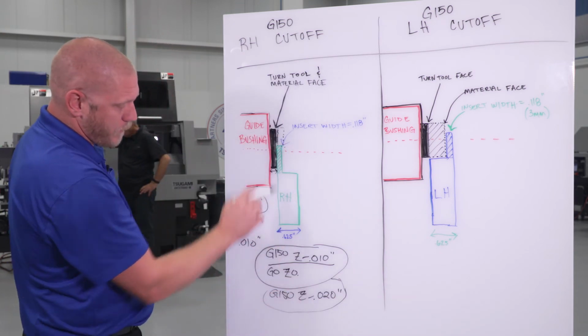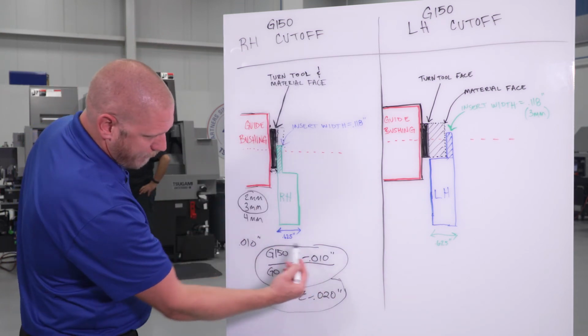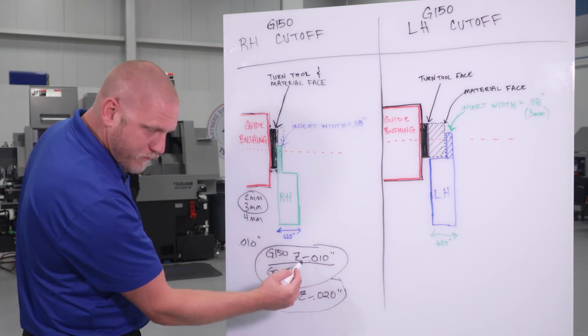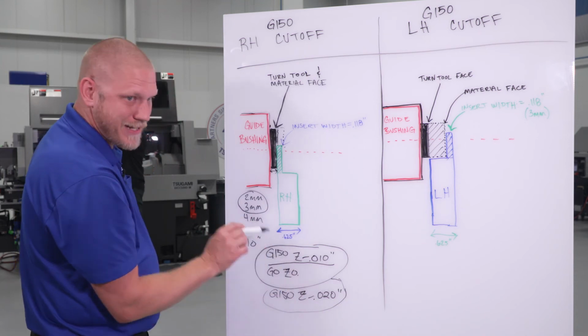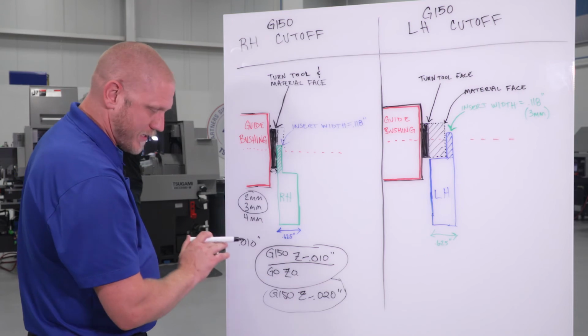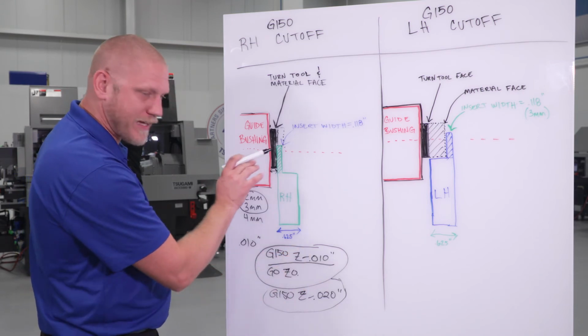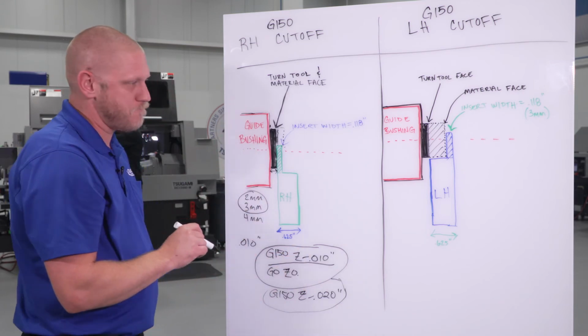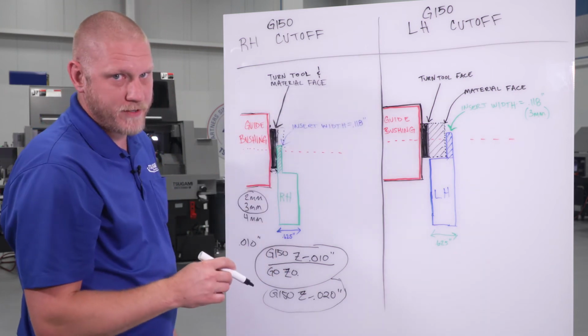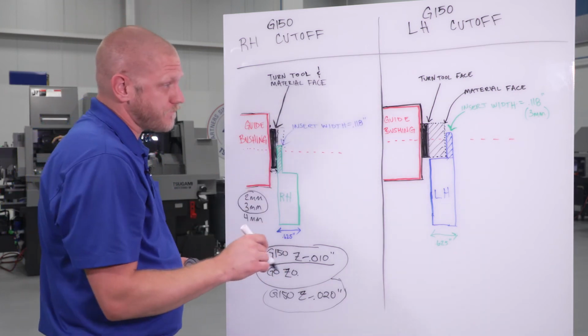Very easy. However much you want to face off, it is a negative value here because we're not moving it. Minus 10, we're telling it it's already sitting at minus 10. And we're going to say go to Z0, it's going to feed out that 10 thousandths, and we're going to face that off. The left hand has a little bit more math involved, but equally simple.